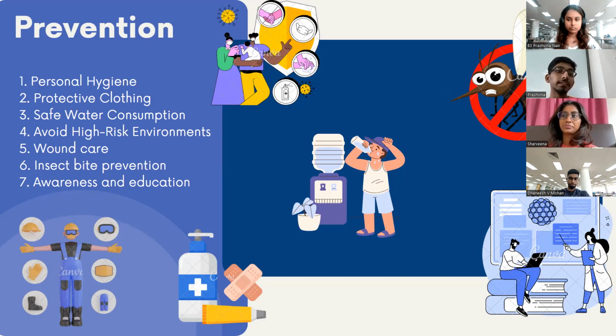Additionally, at the community level, public health measures may include surveillance of melioidosis cases, proper waste disposal, and regulation of activities involving handling of soil or contaminated water sources.